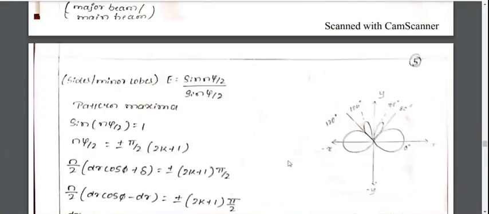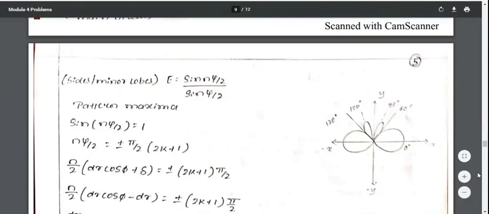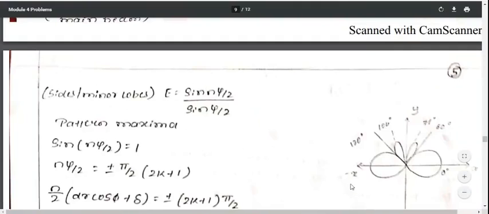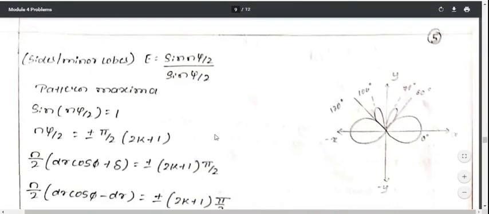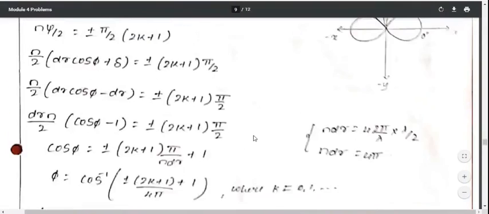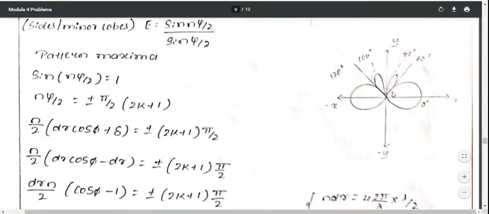If we consider all these things and draw this particular diagram, here it is minus 180 degree, and here we are having the maximum radiation at 0 degree. So the pattern maxima is given at what angle here? He has mentioned it is 41.4. That is this here. Okay, 41.4.